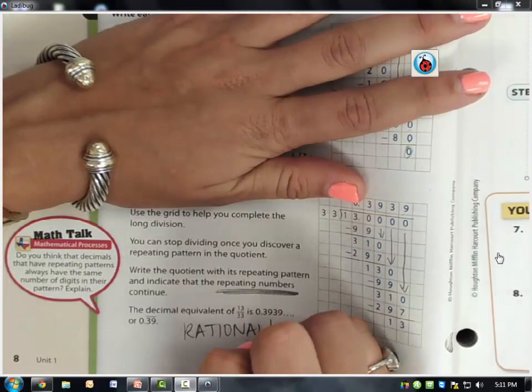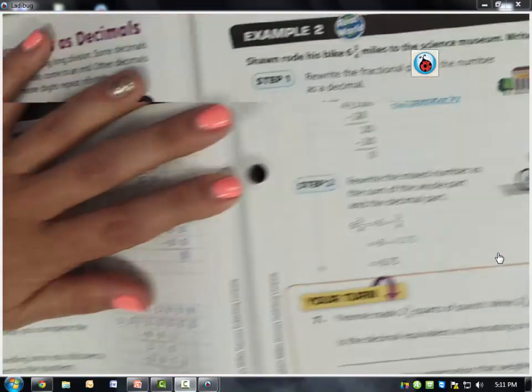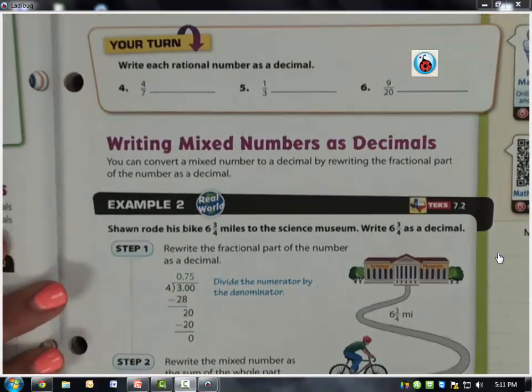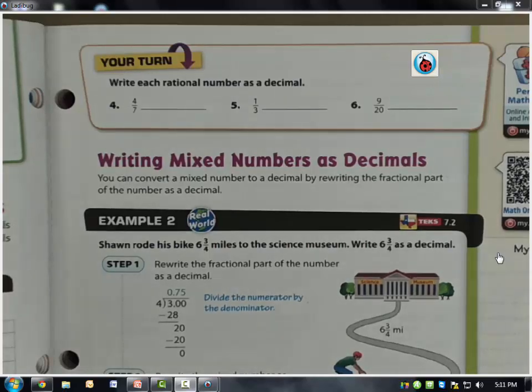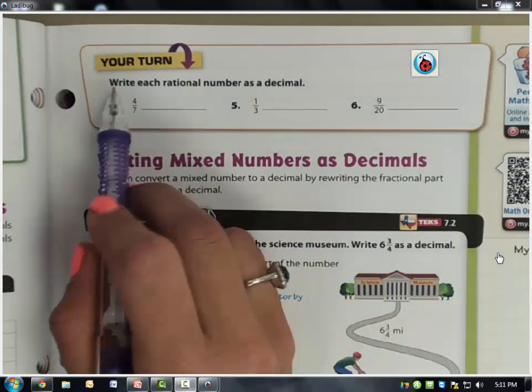It's embarrassing. Right, write each rational number as a decimal. I want you to take a few minutes and do this on your own. And then press play and check it with me.